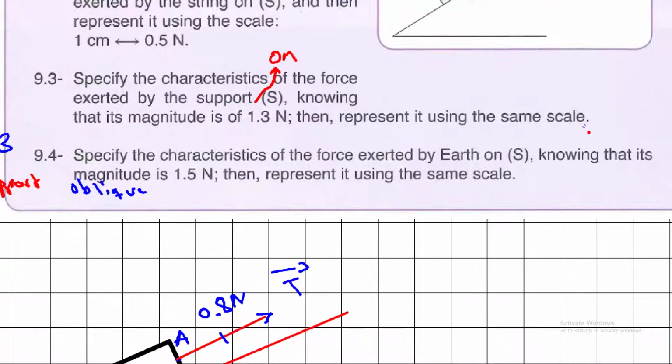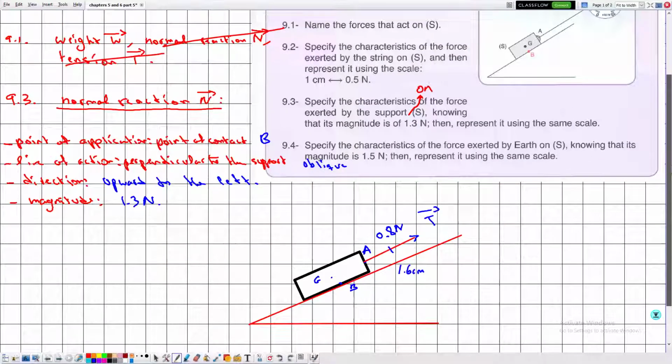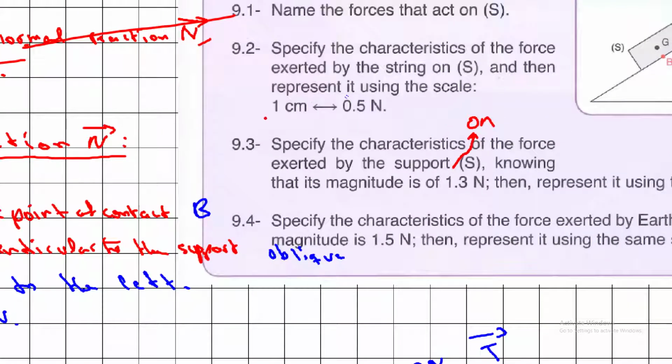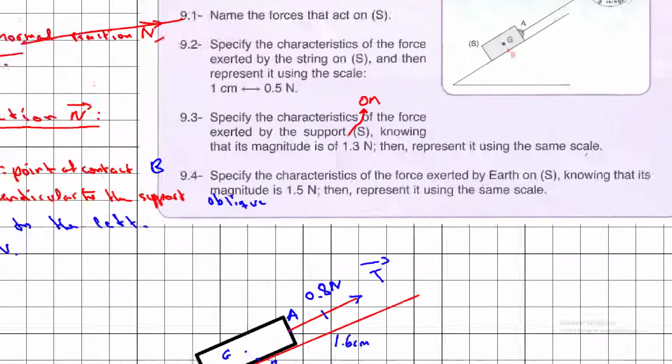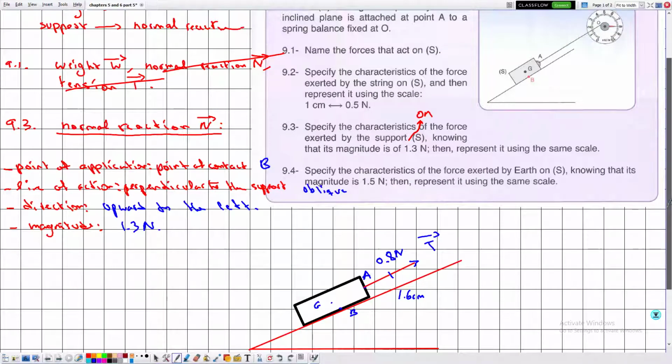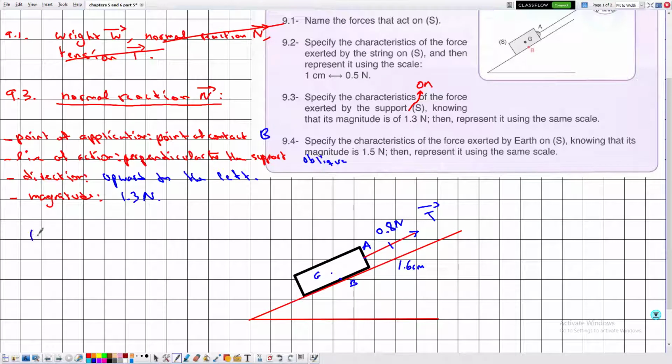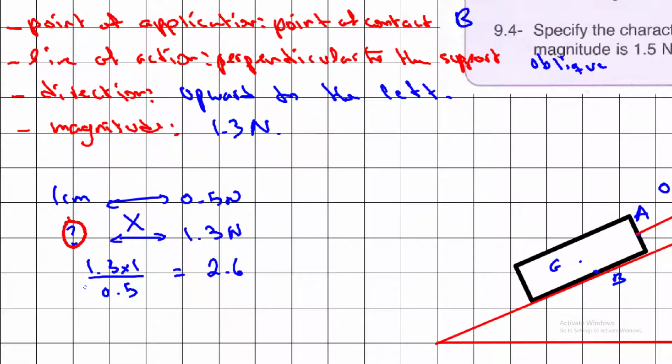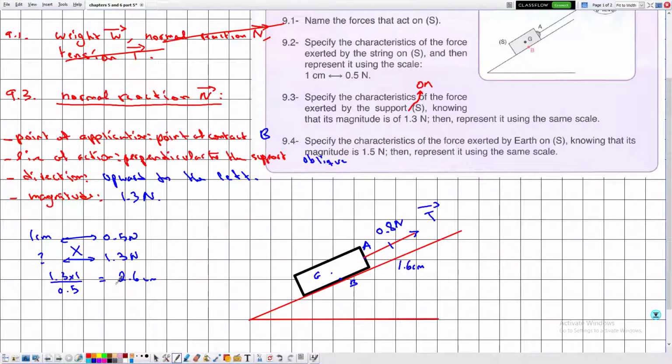Now they are telling me to represent it using the same scale, which is this scale. And as I have said, by represent it means that we need to draw. If each 1 centimeter corresponds to 0.5 newtons, what about 1.3 newtons? It corresponds to how much? So if we crisscross, now 1.3 multiplied by 1 divided by 0.5, this is equal to 2.6. Since this is under the centimeters, then it will be expressed in centimeters.